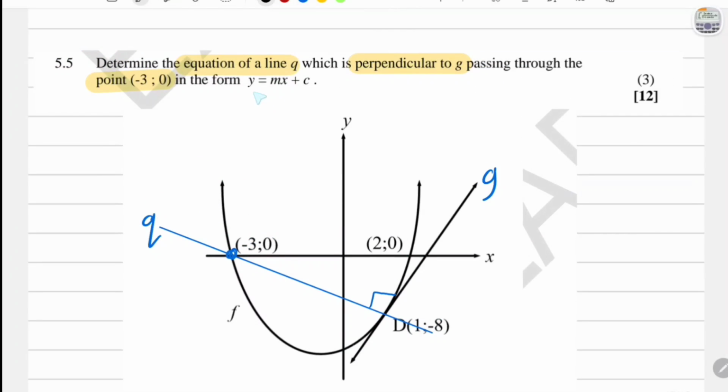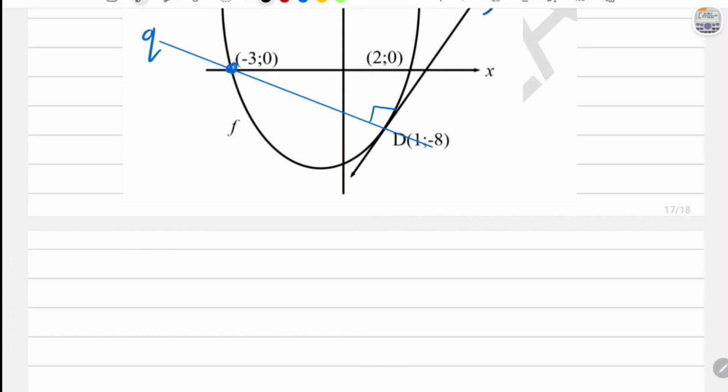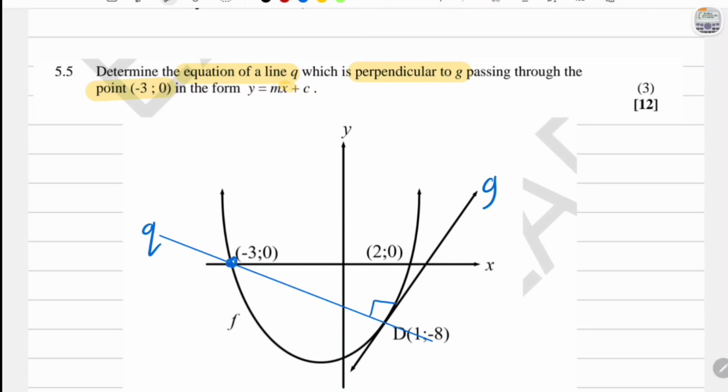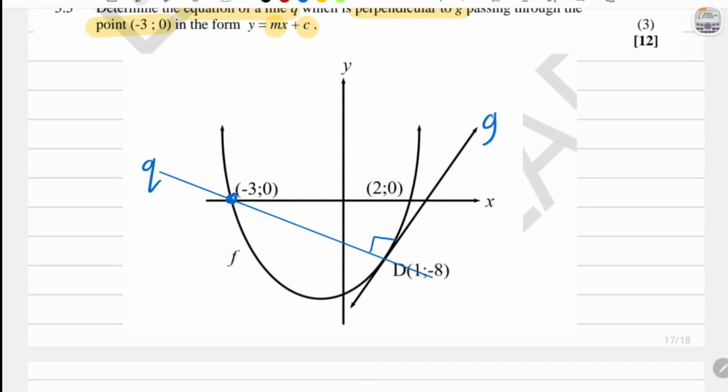The equation of a straight line, like they've given you here, is y equals mx plus c, meaning you just need to find your m and your c. So we can start off with the m. How do we find the gradient of Q? Well, because they never told us that it passes through D. Yes, my construction may pass through D, but they never told us that. So I'm not going to assume that it passes through D.